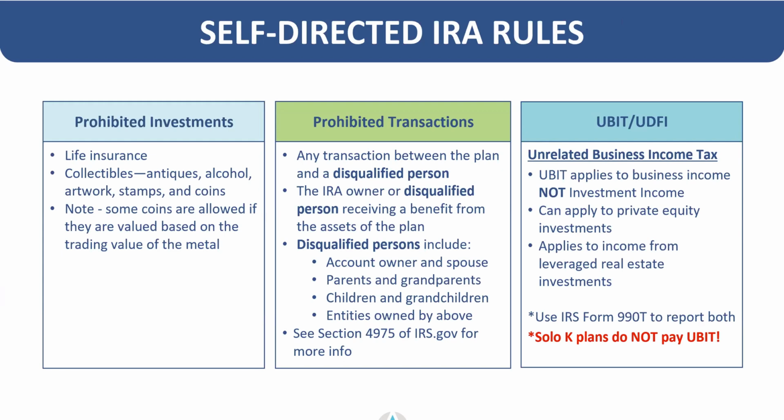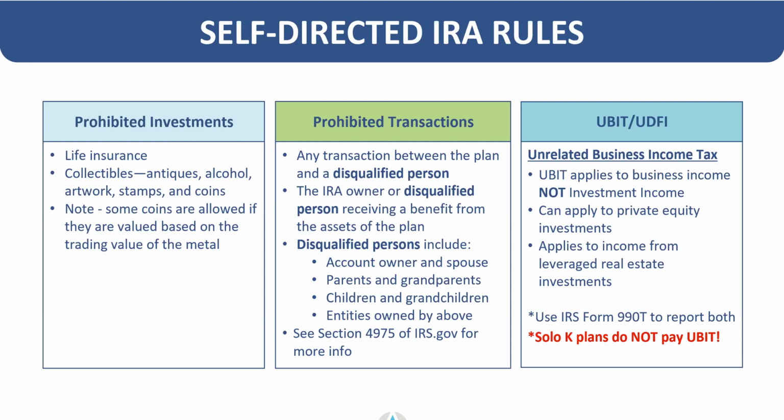So there is nowhere you can look in the code that says your IRA or your 401k can invest in real estate or invest in a syndication or invest in stocks or mutual funds or anything like that. It simply says you cannot buy life insurance and you cannot buy collectibles. Those are the only two prohibited investments inside of a retirement account.